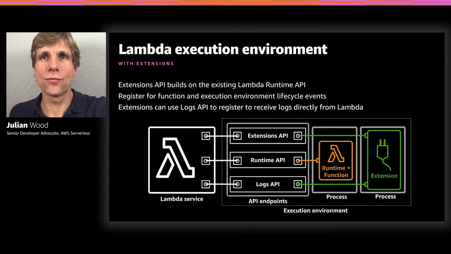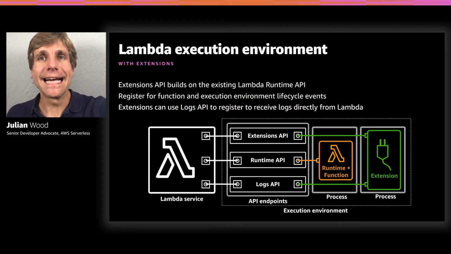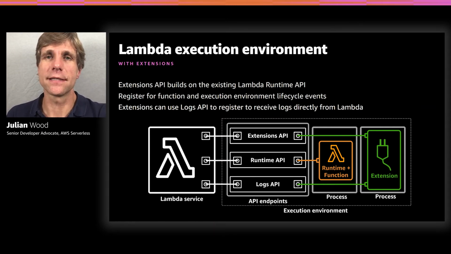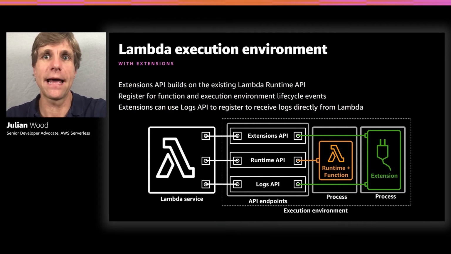With extensions, we're introducing the Extensions API, which builds on the existing Runtime API. Extension authors use the Extensions API to register for function and execution environment lifecycle events, such as invoke and shutdown. And in response to these events, extensions can start new processes or run some kind of logic. Extensions can now also use the Logs API to register for and receive logs directly from Lambda without having to go via CloudWatch Logs.